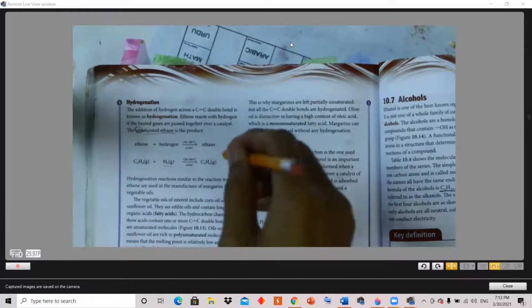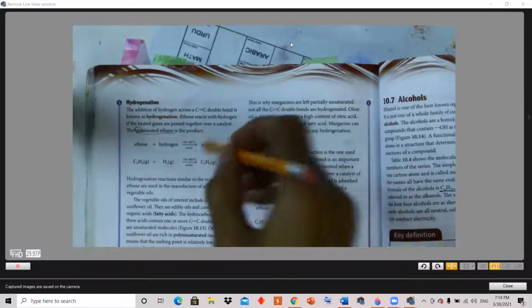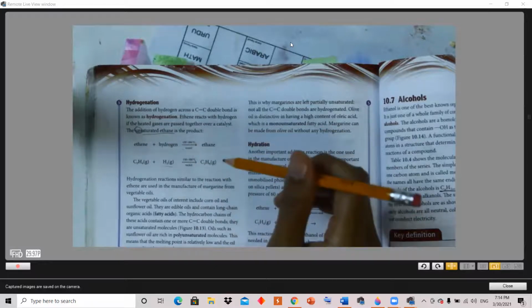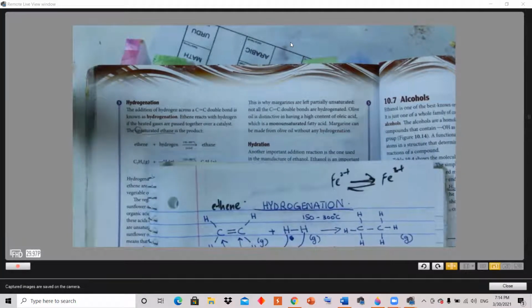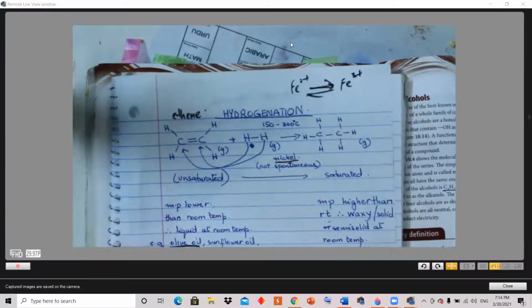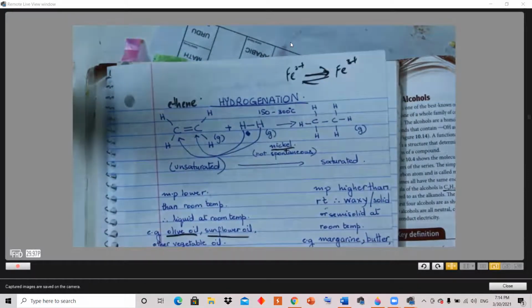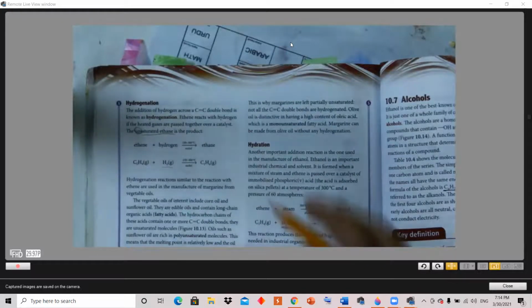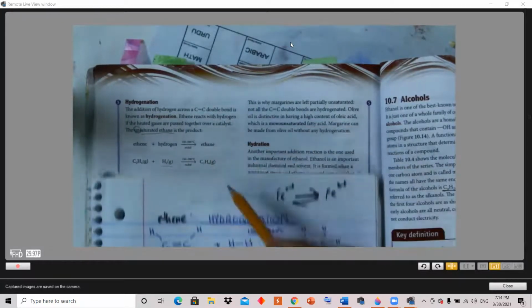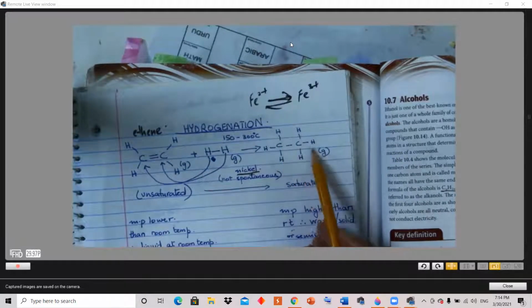Saturated meaning no more atoms can sit in the molecule. So ethane is saturated. I think this is a printing mistake, a typo. Because if you look at the formula, it's the same thing, C2H6, C2H6.